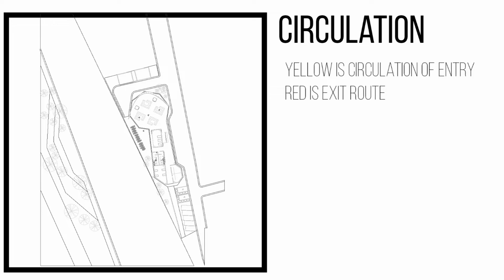In this diagram, the circulation of entry and exit for the visitors is shown. Yellow line is how they enter the building and how they travel inside the building, and when they exit is shown as the red line.